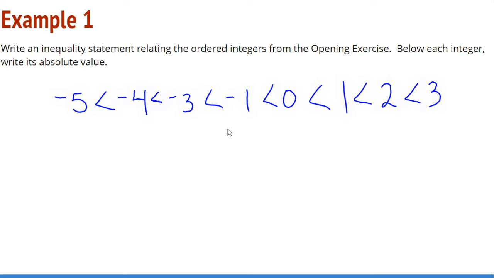Below each of my integers, I now need to write the absolute value. The absolute value of -5 is 5. The absolute value of -4 is 4. The absolute value of -3 is 3. The absolute value of -1 is 1. The absolute value of 0 is 0. The absolute value of 1 is 1. The absolute value of 2 is 2. And the absolute value of 3 is 3.